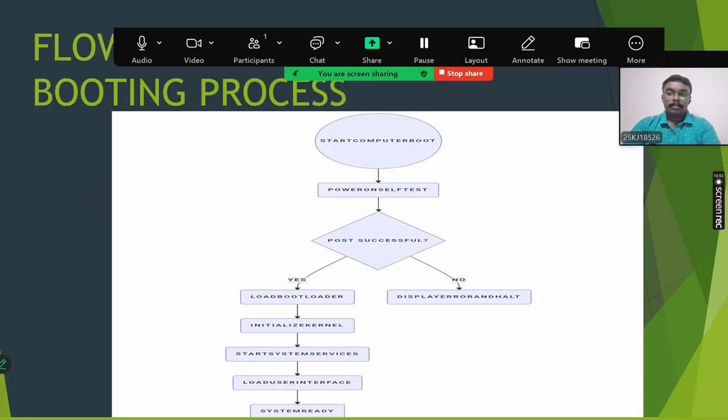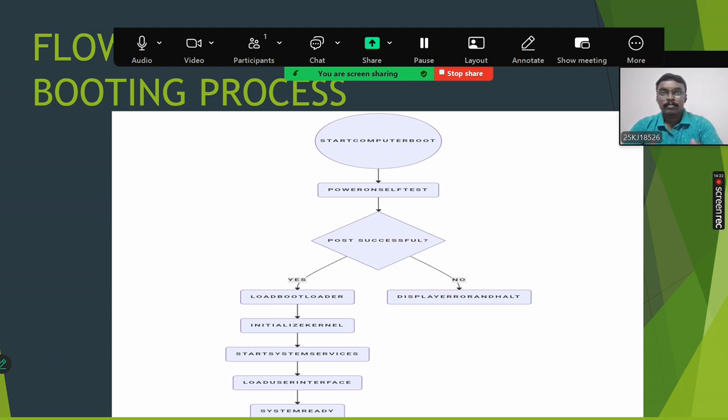The next main topic is a flow chart regarding the computer booting process. The flow chart is displayed on the screen itself. How does a computer boot? Have you ever thought about that? We just look at the power button, and after a few seconds the computer boots and we can do all our tasks. But there are a lot of internal factors regarding the booting.